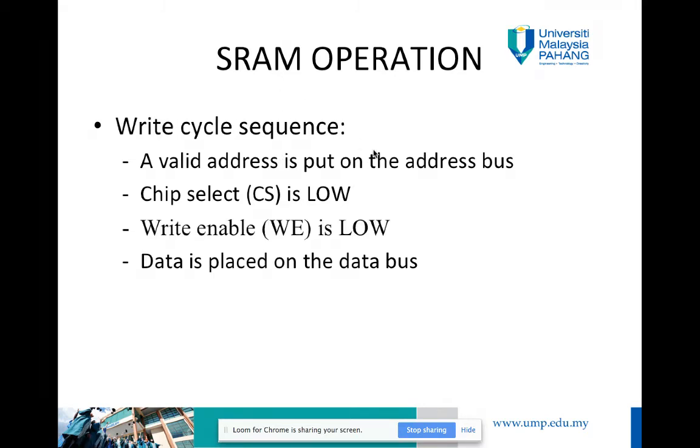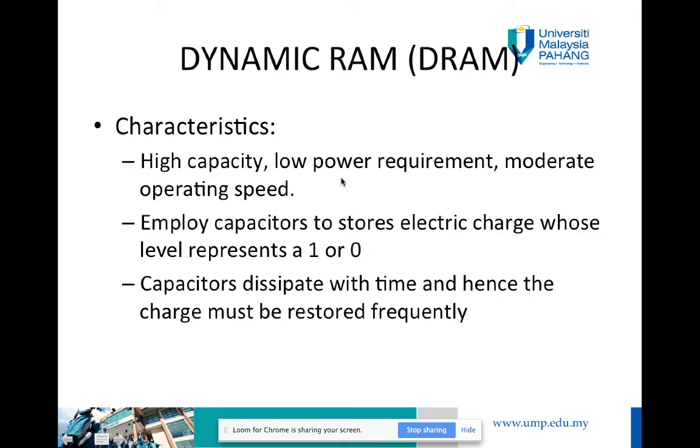For the write cycle sequence, a valid address is put on the address bus. Chip select CS is set to low. Write enable WE is low, and data is placed on the data bus. So this is the sequence for the write cycle. So next is dynamic RAM.